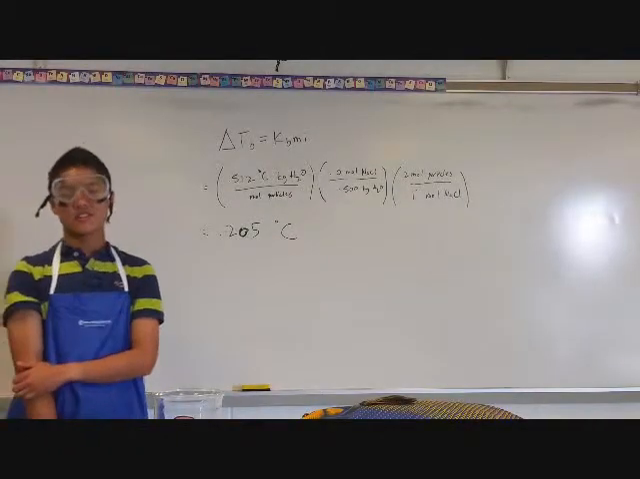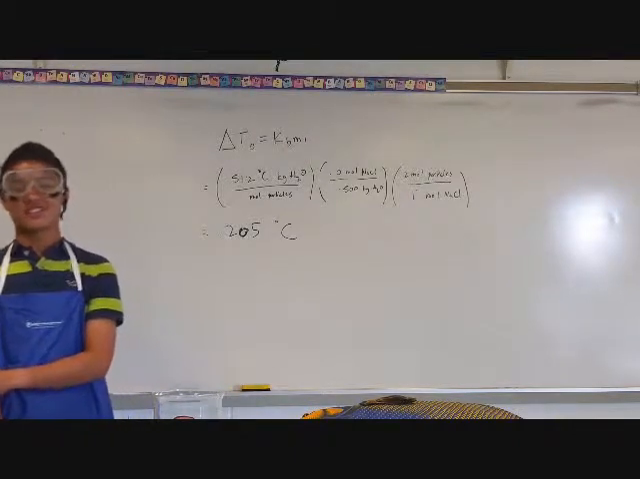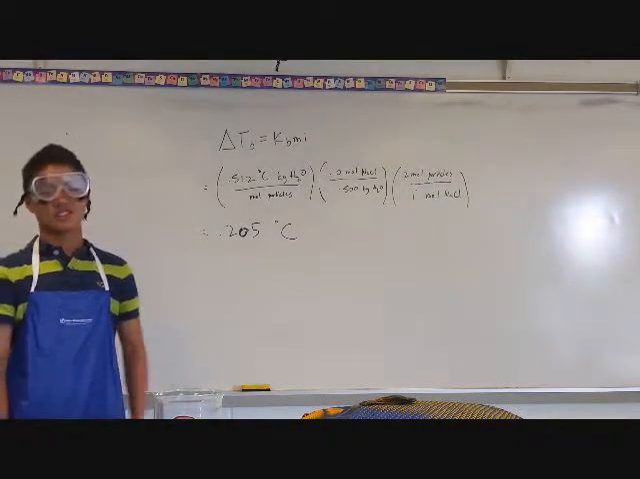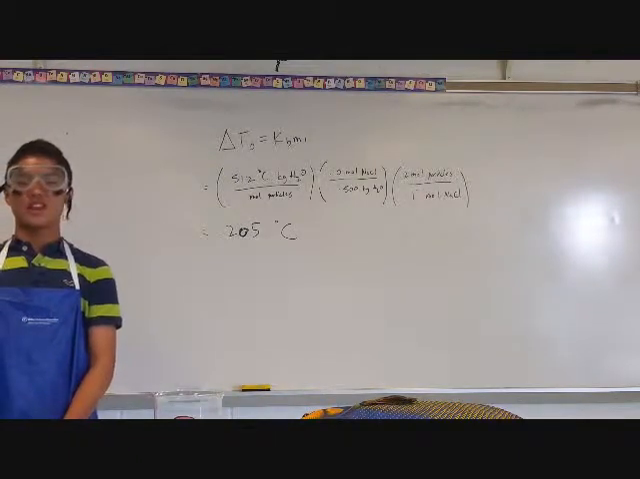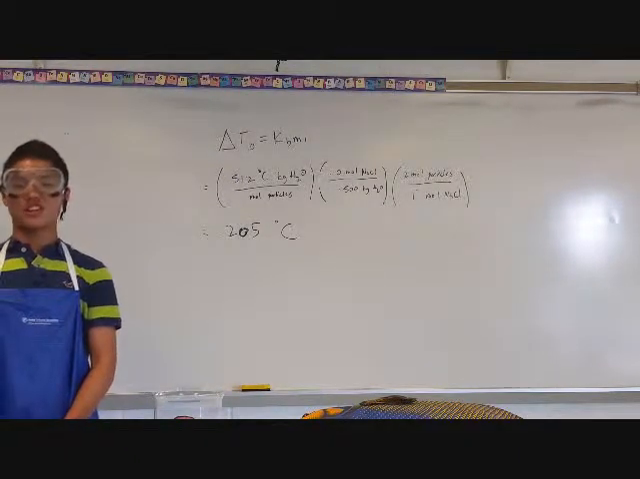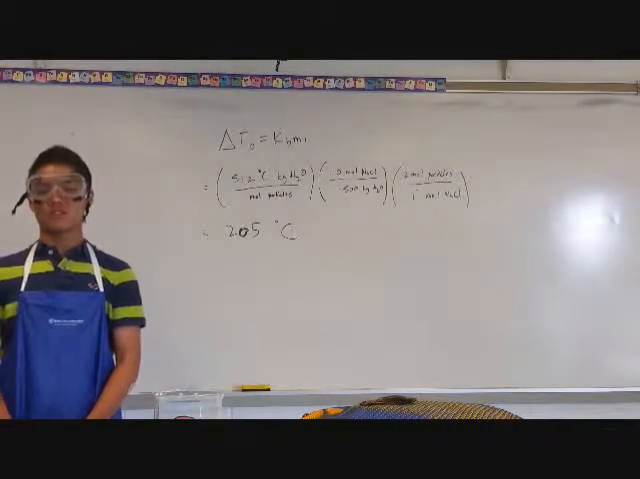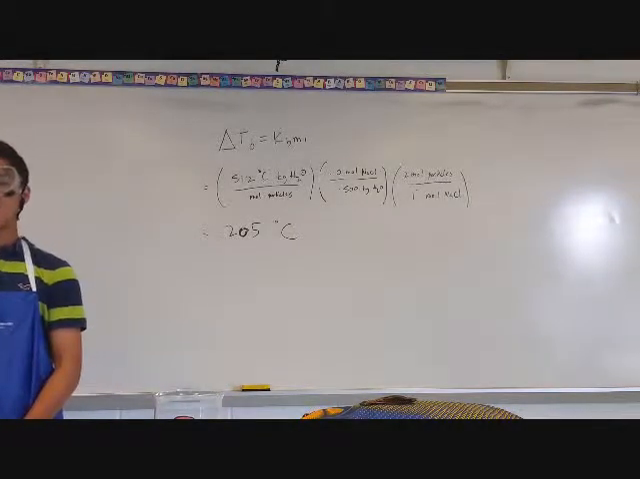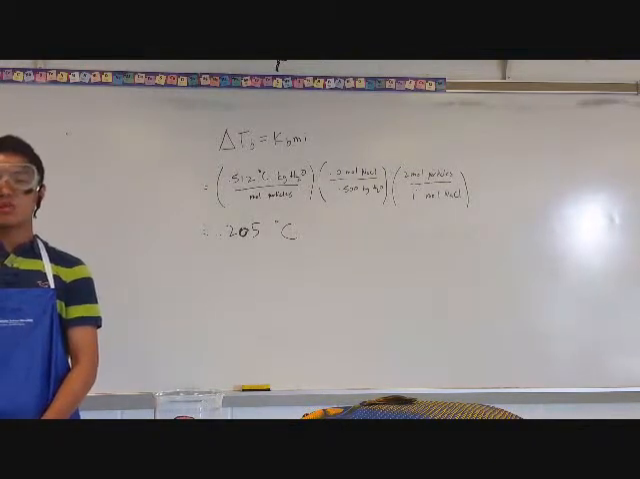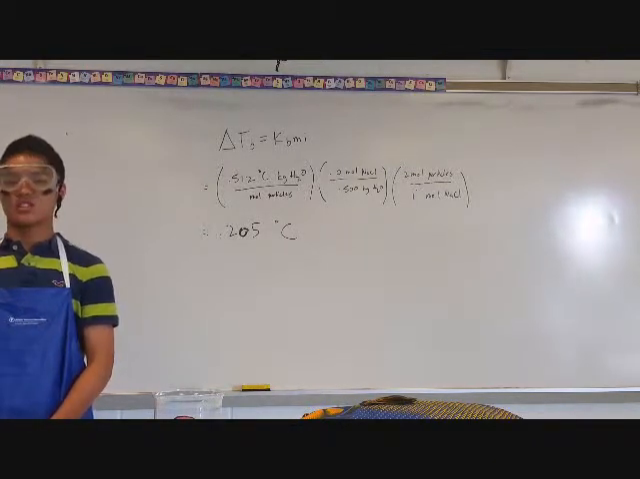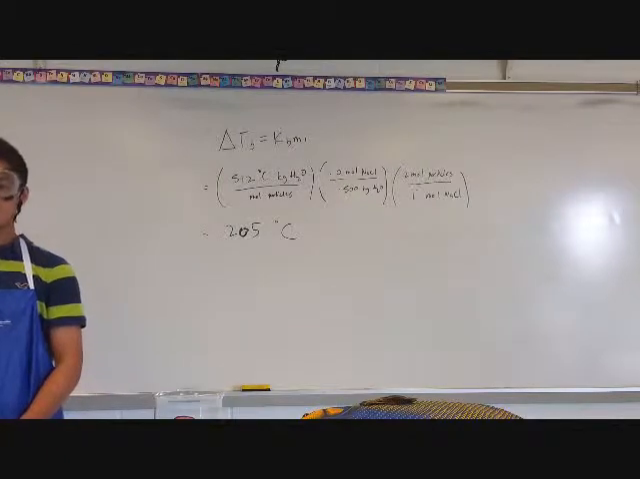Let's try to calculate how much the boiling point will actually rise using this equation, ΔTb = Kb·m·i. Well, ΔTb is the change in boiling point, m is the molality of the solution, moles of solute over kilograms of solvent, i is the number of ions the solute breaks into, and Kb is the molal boiling point elevation constant, which depends on the solvent. So let's set this up.